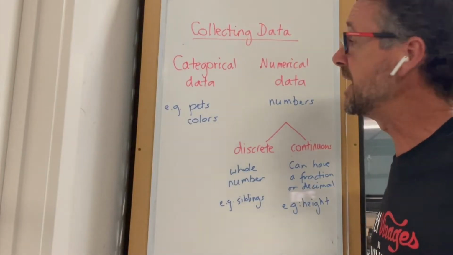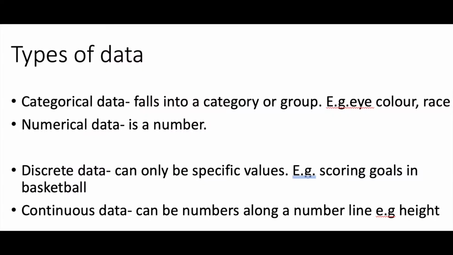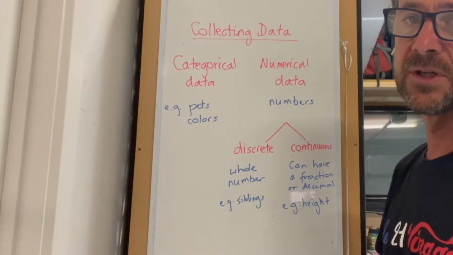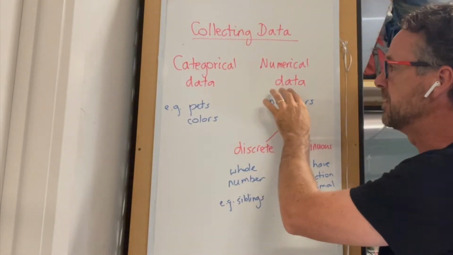Let's look at collecting data, and the first thing we need to look at is some of the jargon that goes with this. These are words that have a mathematical meaning, and effectively with data it falls into two categories. One is categorical data, the other one is numerical data.